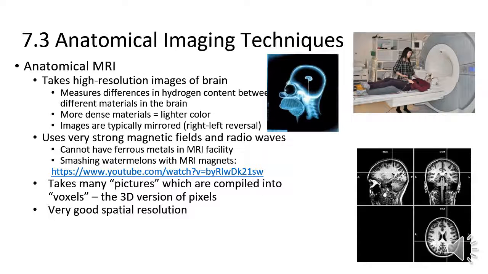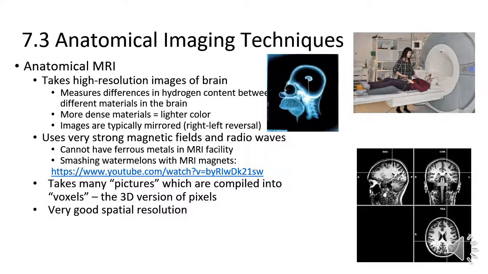Okay, moving on to anatomical techniques. Anatomical magnetic resonance imaging, or anatomical MRI, takes high resolution images of the brain. It does this by measuring differences in the hydrogen content between different materials in the brain. You don't need to know the specifics of this unless you take further courses, so I'm going to go over it pretty briefly, but essentially what you want to know is when you look at an anatomical MRI image, more dense materials are a lighter color, and the less dense materials are a darker color.